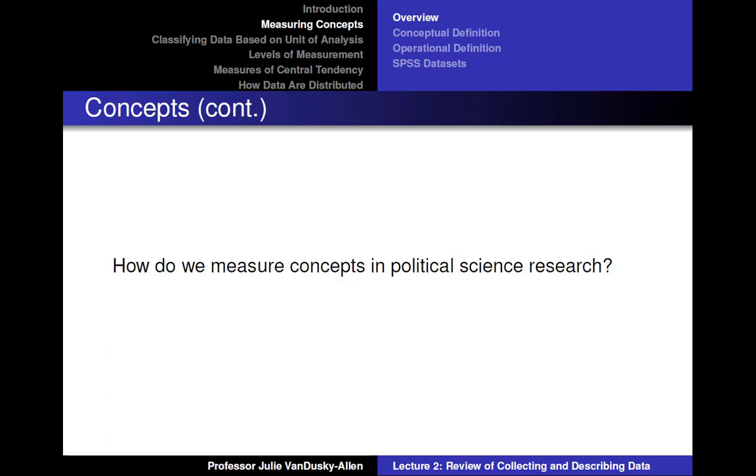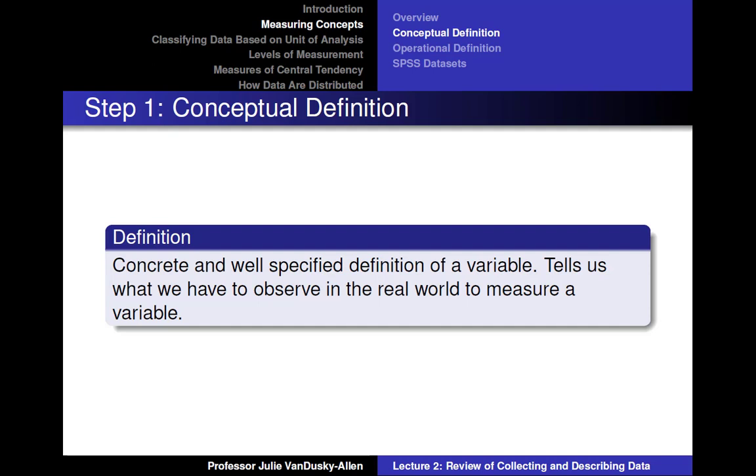In this part of the lecture, I will show you how to define concepts so they are measurable. In order to measure a concept, we need to develop a more concrete idea about what the concept means. The first step in this process is developing a conceptual definition of a concept. A conceptual definition is a concrete and well-specified definition of a variable. It tells us what we have to observe in the real world to measure the variable.